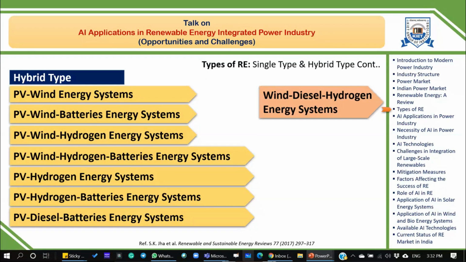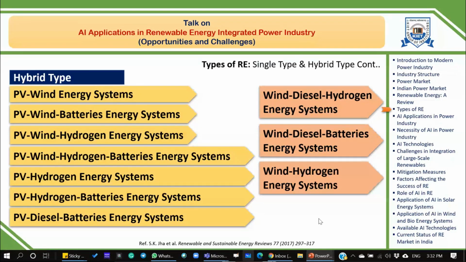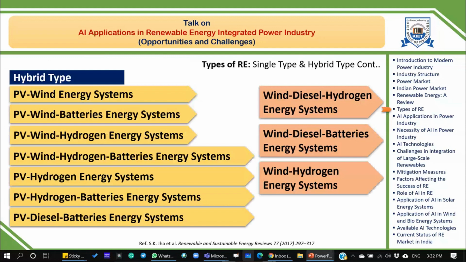Second, the wind diesel hydro energy system. Here we are integrating all the different kinds of energy resources with the PV. Here, we add different kinds of energy resources with the wind energy system. So wind diesel hydro, wind diesel battery, and wind hydrogen. So these are the different kinds of hybrid renewable energy systems.